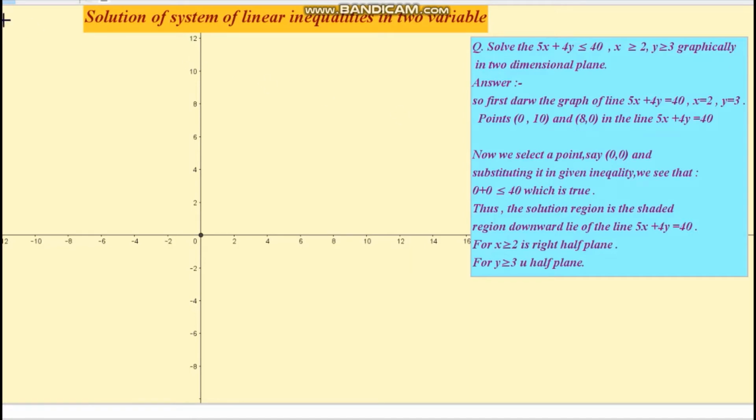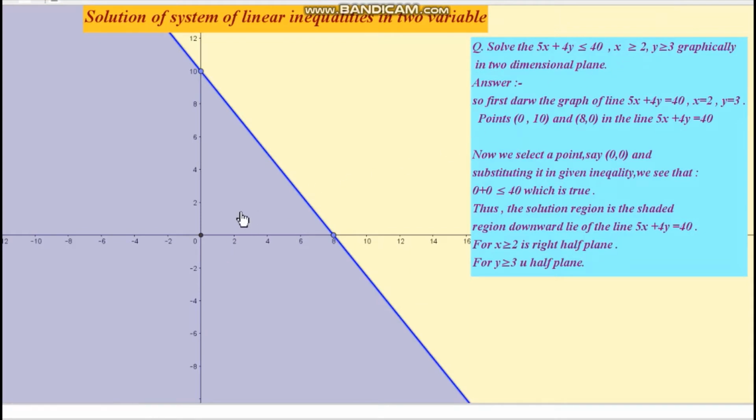Now draw the points. The first is (0, 10) and the second one is (8, 0). Join these two points with the help of a line. So this is our required line. Now for the inequality 5x plus 4y less than or equal to 40, we put a general point, let us say (0, 0), in the given inequality. So the inequality becomes 5 times 0, which is 0, plus 4 times 0, which is 0, so 0 is less than or equal to 40, which is true. It means that the inequality covers the downward region of the line 5x plus 4y equal to 40, as shown, and (0, 0) also satisfies this region.